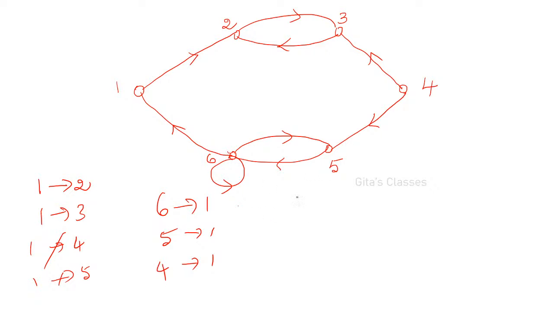What about 2 and 3? 2 is reachable from 3 and 3 is reachable from 2. That means 2 and 3 communicate with each other. 2 communicates with 3. That means 2 and 3 are communicable. Similarly, what about 5 and 6? From 5 you can go to 6 and from 6 you can come back to 5. So 5 and 6 are communicable. 5 communicates with 6.